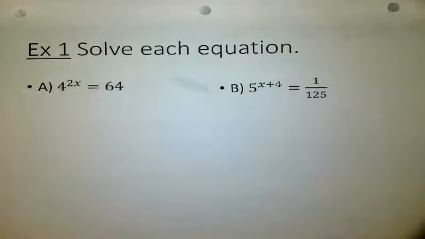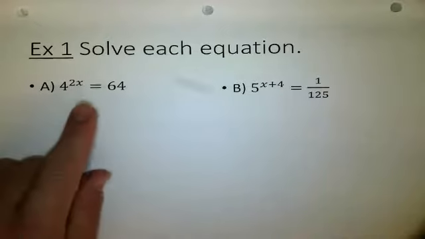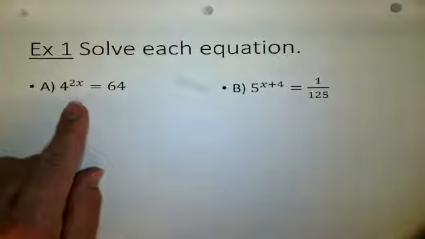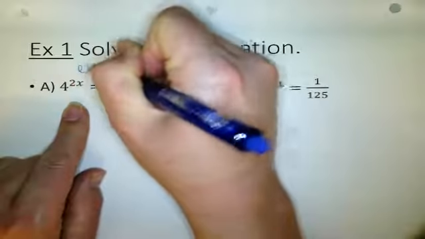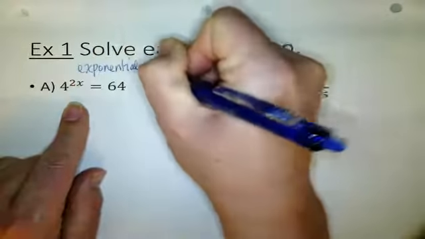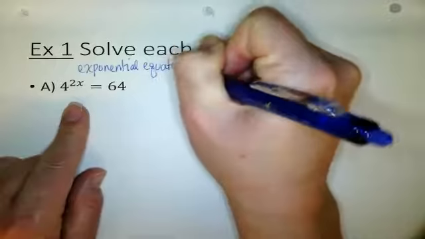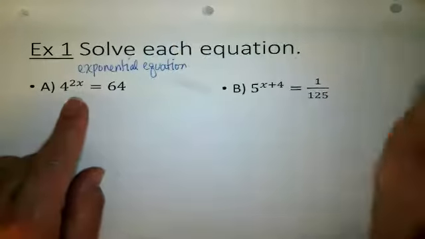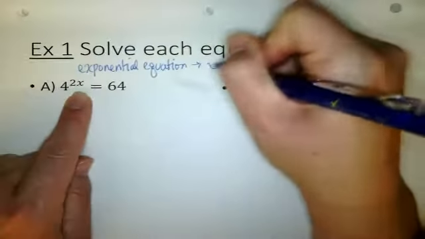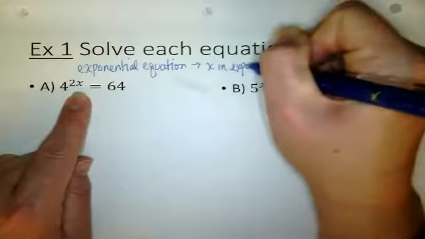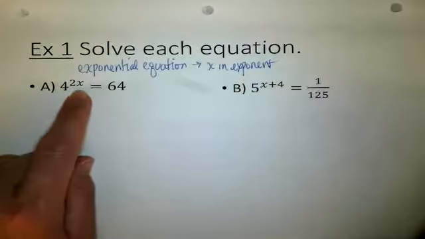Example 1, solve each equation. So we have 4 to the 2x equals 64. This is an exponential equation. How do I know that? What makes it exponential? X is in the exponent. Very good. X in the exponent makes it exponential.